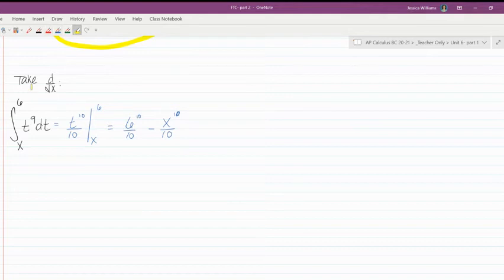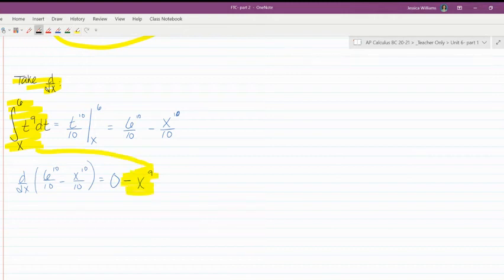But remember, the instructions are to take the derivative. So if I go differentiate that, d dx, 6 to the 10th over 10, then I would have 0 minus, pull a power, subtract 1. Sorry, that was supposed to be an x to the 9th. Okay, so this one's different because the bounds are in different order. So I'd go directly from here to negative x to the 9th. One more, maybe more than one more.